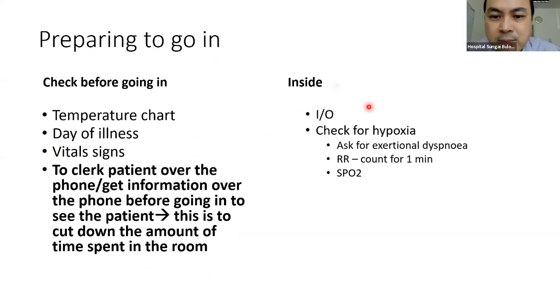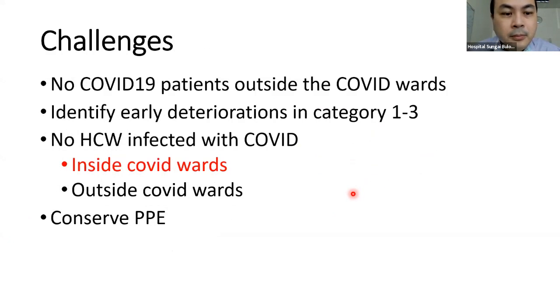Once inside, we check the input output. We check for hypoxia, as I told you earlier, exertional dyspnea, respiratory rate for 1 minute, and SpO2 levels. So the third emphasis that we want to give is, how do you protect yourselves as healthcare workers if you're working in the COVID wards?